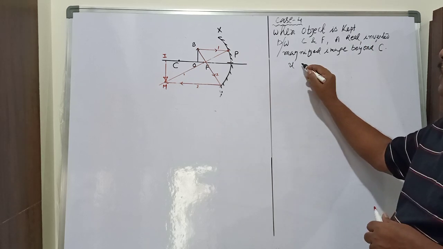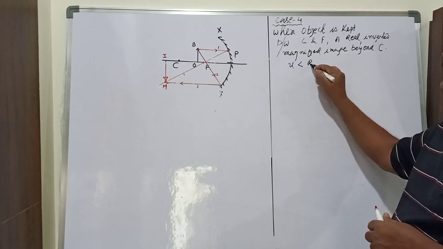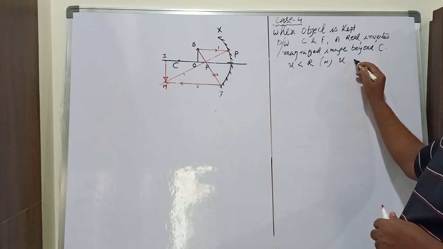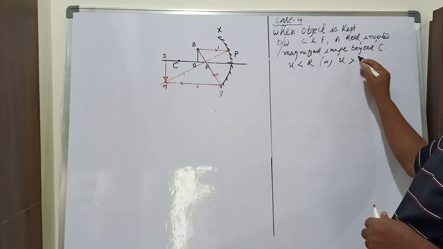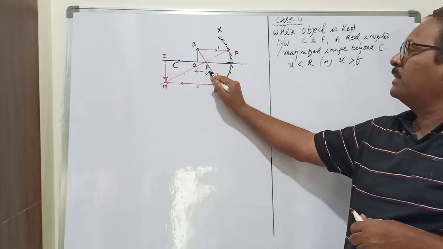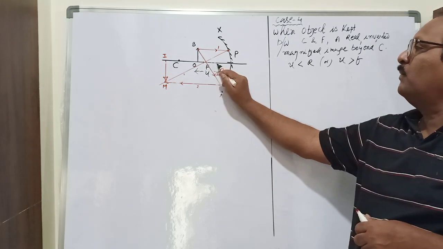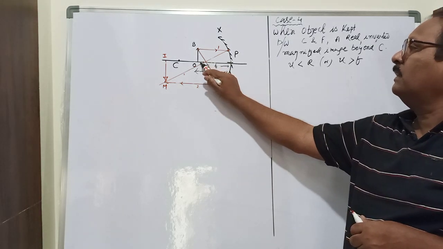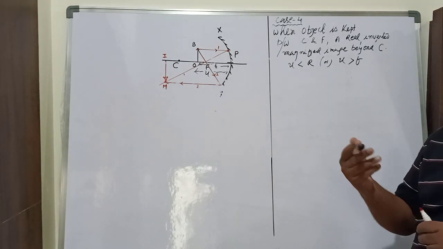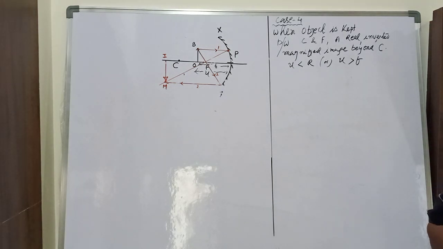See, the distance of the object is less than the radius of curvature, or the distance of the object is greater than the focal length. This is what is called the distance of the object, and this distance is nothing but the focal length. I think this case is clear. So let us go to the next case. Please note down.